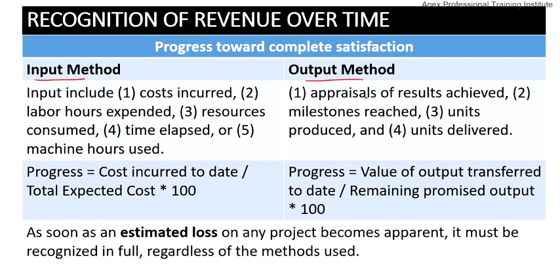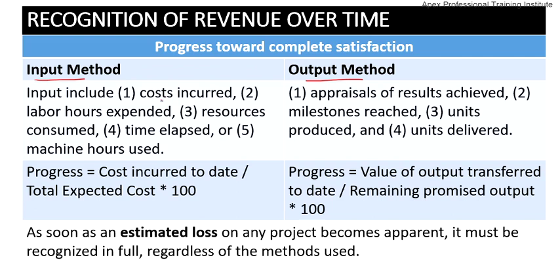Remember, which method we will use will be told by the examiner. But if you're able to understand one method, the other one is exactly similar to that. So what about the input method? In this case, we are going to recognize revenue and do the allocation of the profit based upon the input. What is the meaning of input?